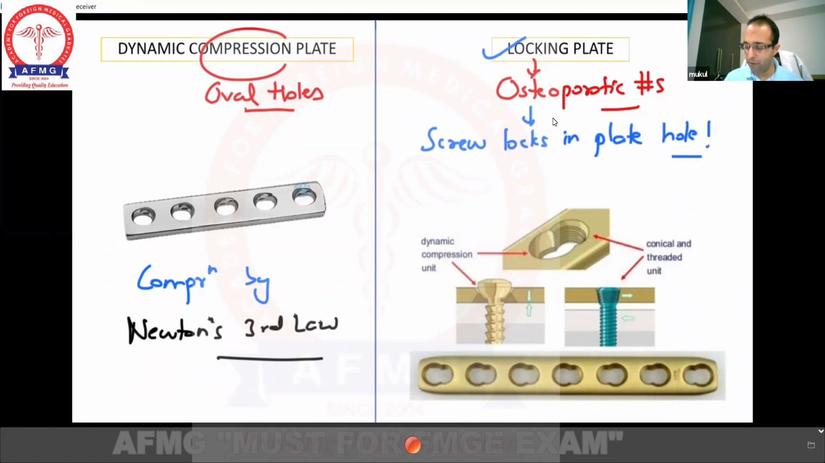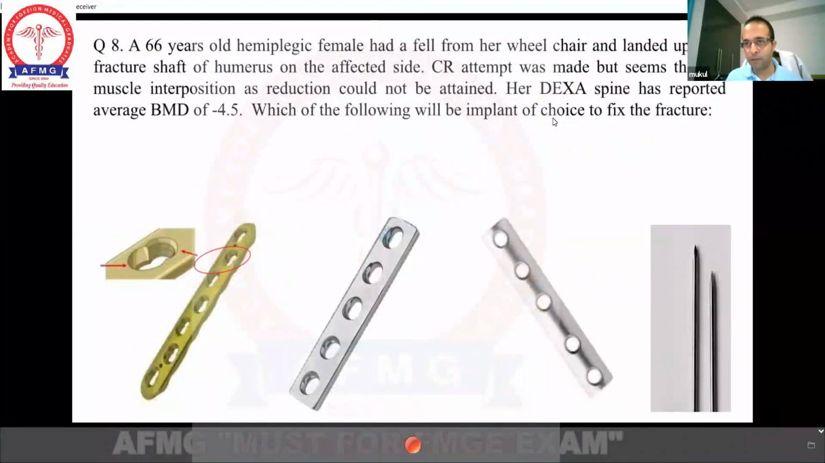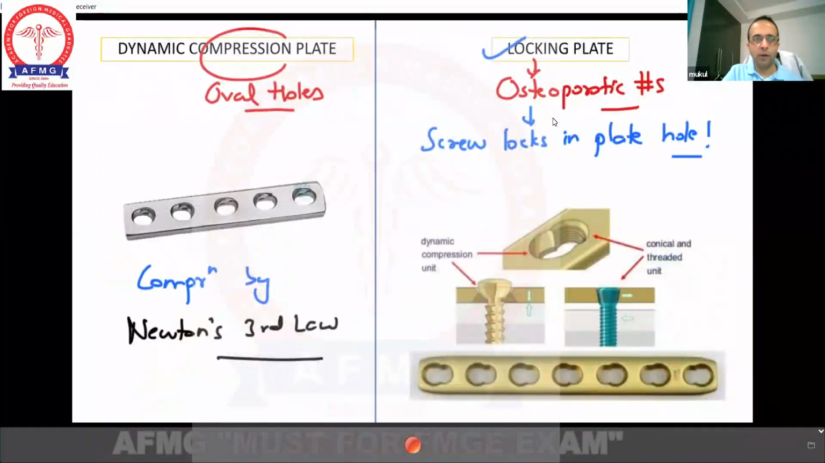So that is how you will differentiate between different types of plates. You find the thread in the hole, it is a locking plate. You find an oval hole, it is a compression plate. You find round holes, it is a tubular plate. K-wires for small bone fractures. So are you clear? Upper limb plate, lower limb nail.